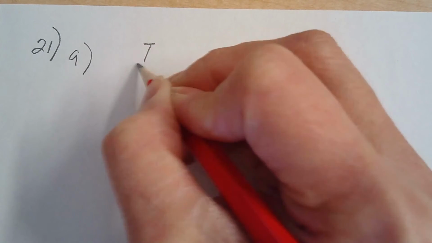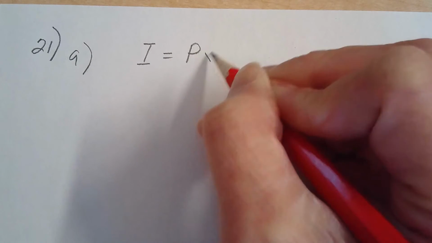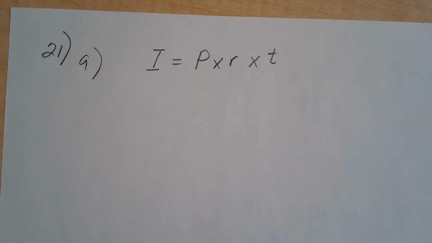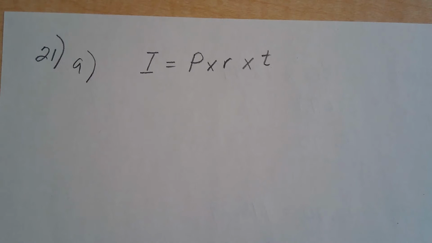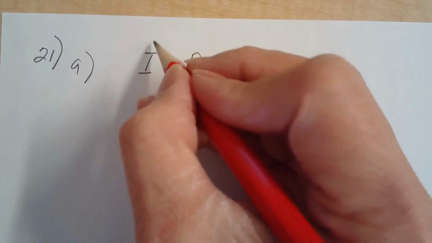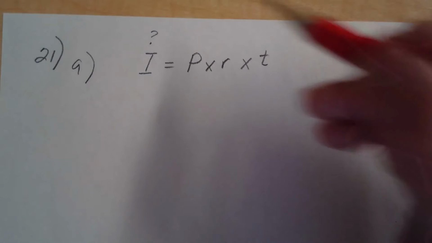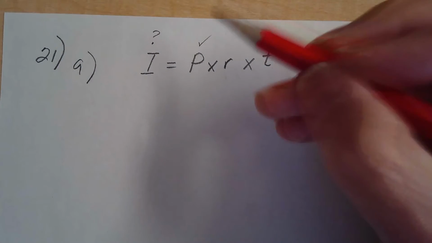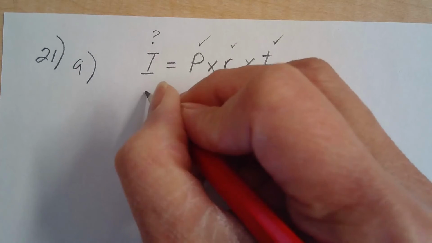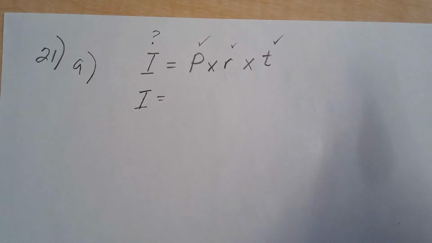So the formula for simple interest is, let's do A first. Simple interest is I equals P times R times T. Okay, I think we remember that one, right? I equals P times R times T. Okay, so what's given? The question is: how much is the interest? So the principal is given, the rate is given, and then the time is 10 years. It's given. So this is a matter of substituting.